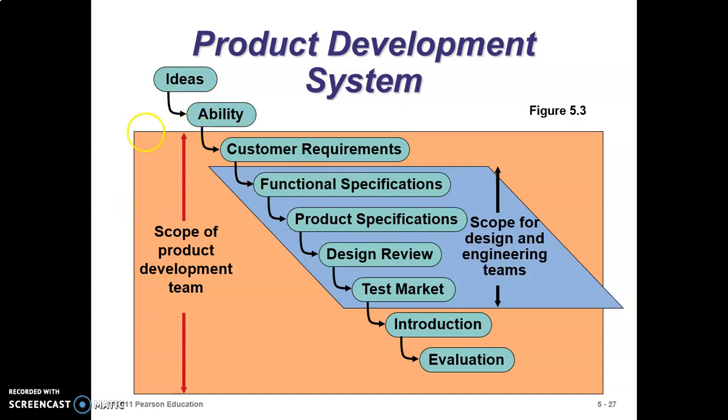And if we don't, we need to brainstorm again and do innovation in certain areas. As you can see, the orange part is the scope of the product development team, which will consider all these factors starting from customer requirement and evaluation. In this blue rectangle, we have the scope for the design and engineering team because of functional specification. This is where the engineers understand how to make it, so basically it comes from the engineers.